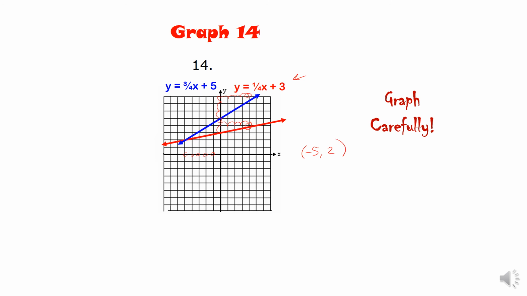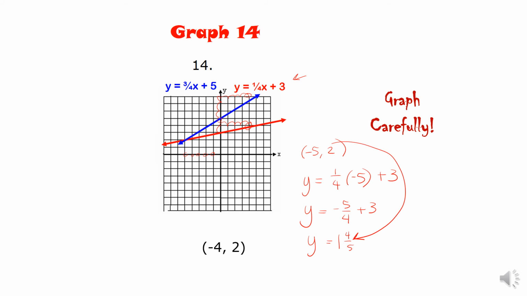And we're going to plug that in and see if that works. So first thing I see is that when I plug it in, I'm going to get y equals 1/4 times -5 plus 3. So y equals -5/4 plus 3, which would be y equals 1 3/4. Okay, so if I go back to that number, y is -1 4/5, that is not a match for that. So that's a problem.